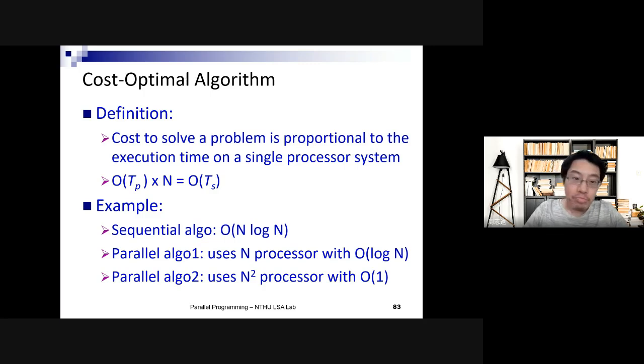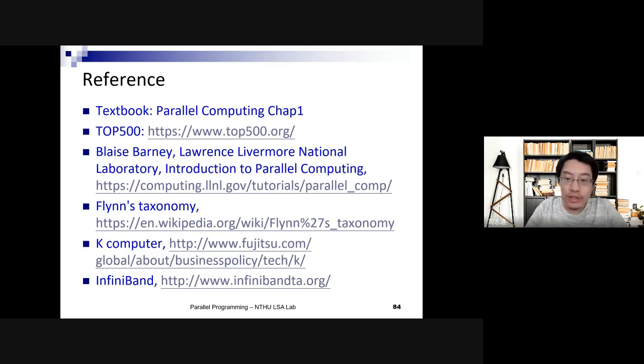All right. So anyway, cost optimal doesn't care about the absolute time. All it cares about is the complexity point of view. Okay. All right. So this is it for our chapter 1.